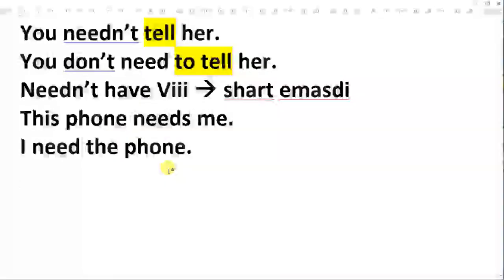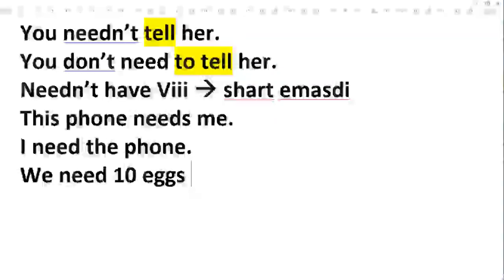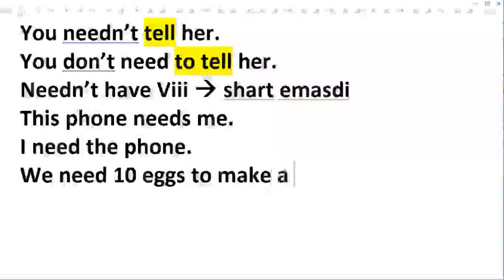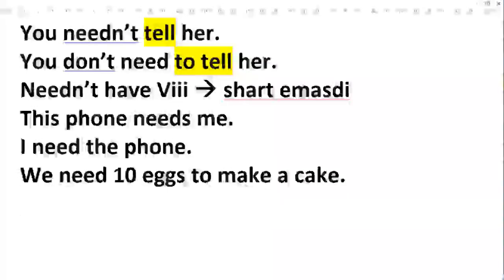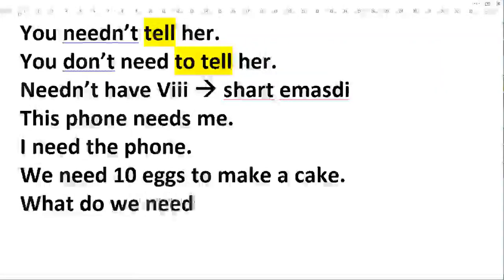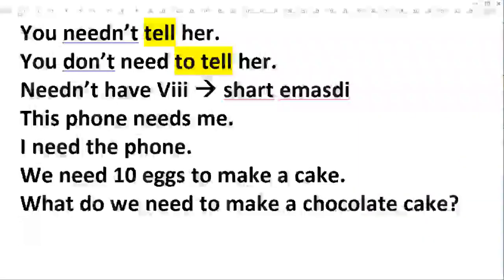No. For example, now you tell me, we four need 10 eggs for our work. What do we need? We need 10 eggs. We need 10 eggs to make a cake. We need 10 eggs to make a cake. Okay? And what else do we need? We need 10 eggs and sugar. What do we need to make a cake? What do we need to make a chocolate cake? Hmm. 10 eggs, chocolate, right? First of all, how can you make a chocolate cake without chocolate, right?